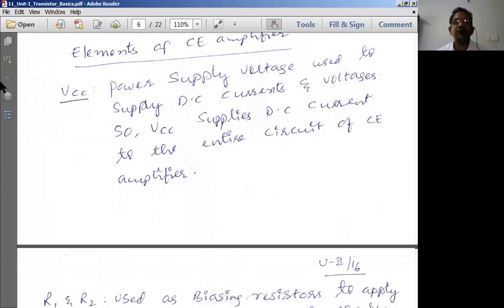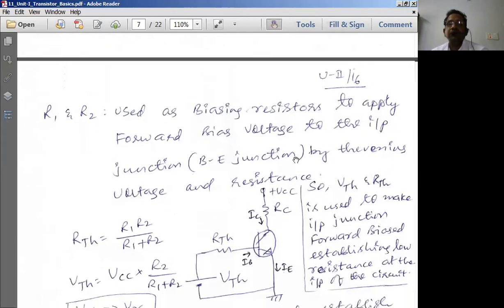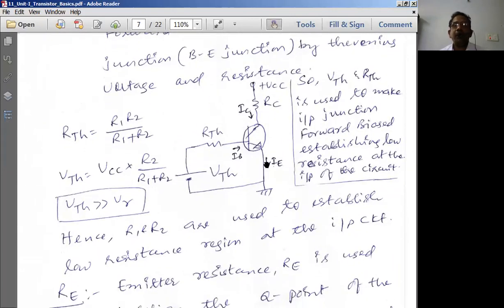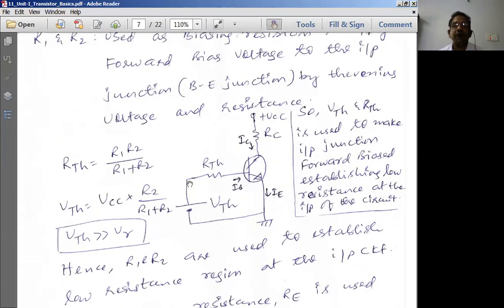VCC. What is VCC? VCC is nothing but the DC power supply voltage used to supply DC currents and voltages to the circuit. So VCC supplies DC current to the entire circuit of the CE amplifier. Because of VCC, DC current flows to the circuit. Because of DC current, what happens? Proper DC biasing is normally achieved. How is biasing achieved?